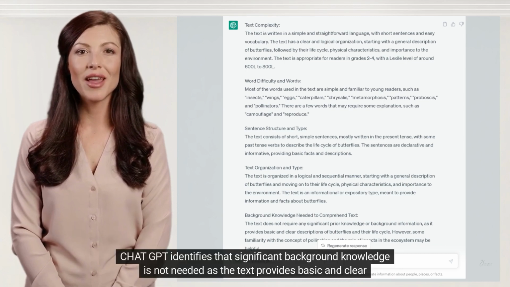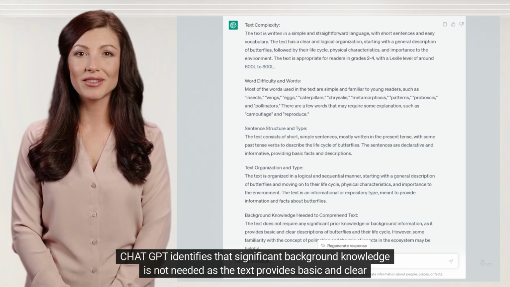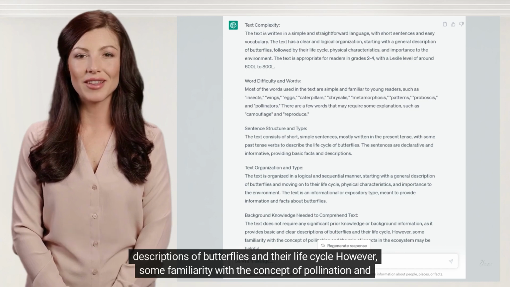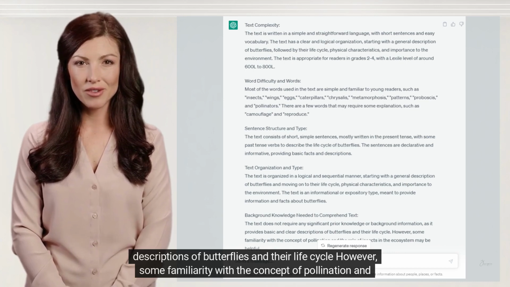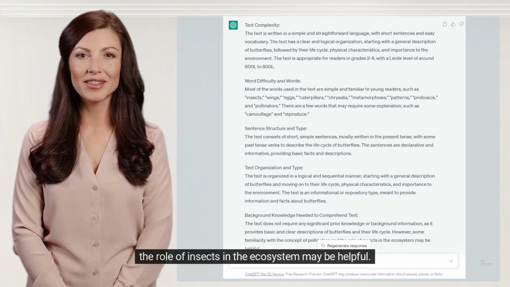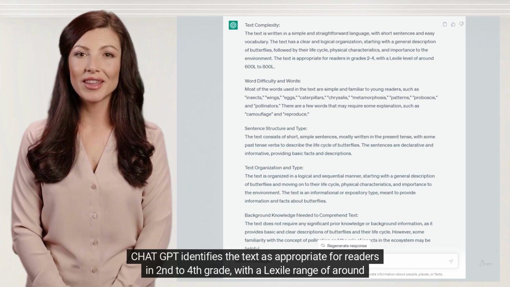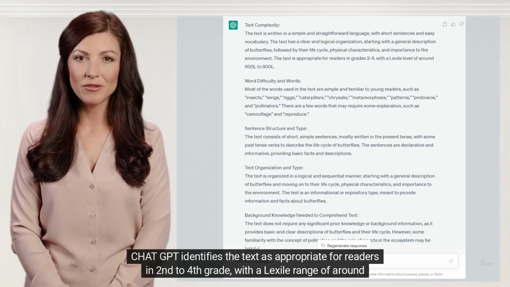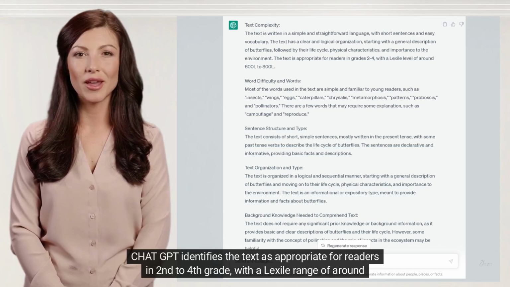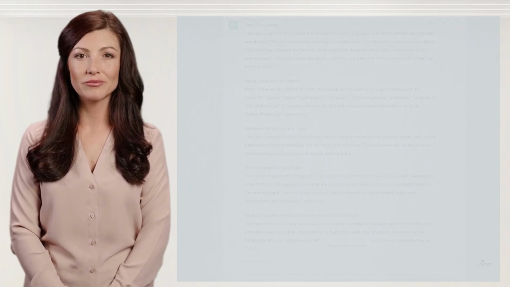ChatGPT identifies that significant background knowledge is not needed as the text provides basic and clear descriptions of butterflies and their life cycle. However, some familiarity with the concept of pollination and the role of insects in the ecosystem may be helpful. ChatGPT identifies the text as appropriate for readers in 2nd to 4th grade, with a Lexile range of around 600 to 800.